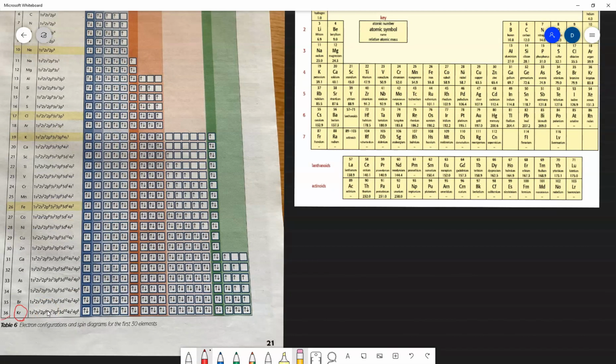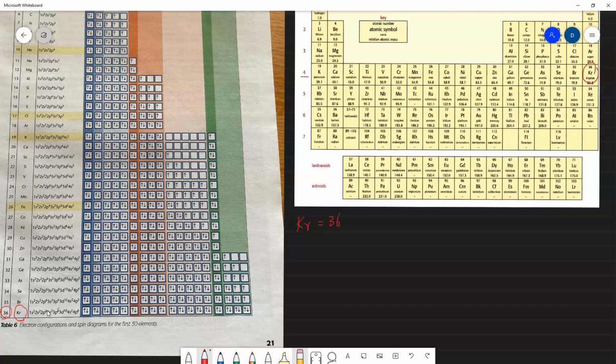We'll do one more example, this time for krypton, Kr. We already know the atomic number is 36, and in the periodic table krypton is here. You have to use some proper words here. Krypton is in period 4 and group number 8. So krypton, Kr, is 36.